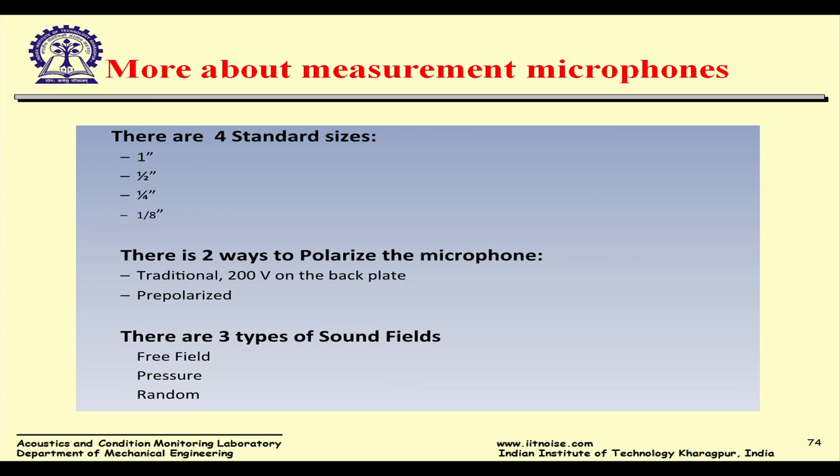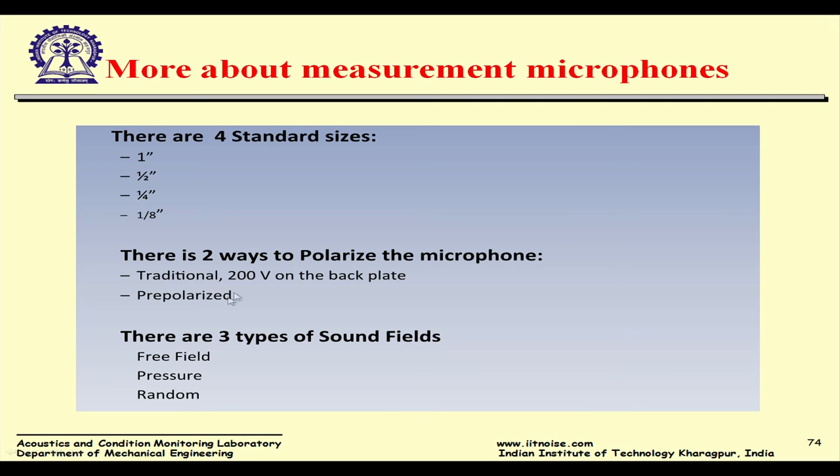Microphones come in different sizes. The size of the microphone cartridge ranges from 1 inch to about 1/8 inch. The 1/8 inch is a very narrow probe microphone, which we use for measuring engine exhaust and duct acoustics. It is basically a pressure field microphone. We will get to see some of these microphones in the laboratory. There are three different types of sound field: the free field, pressure field, and random field. The pressure field is essentially inside a duct. The free field we have discussed, and the random field is sound coming from all directions.